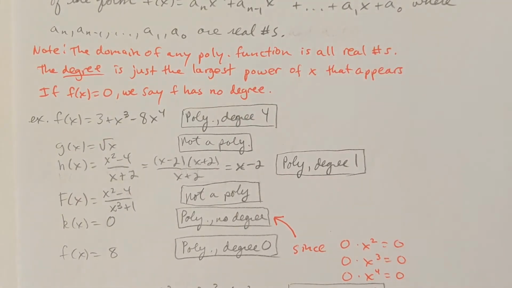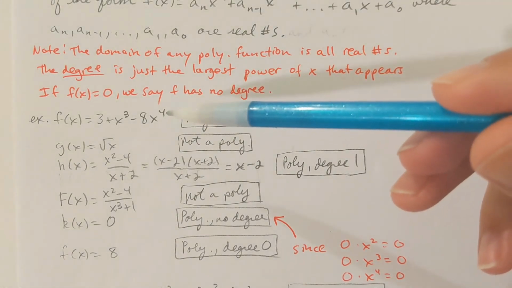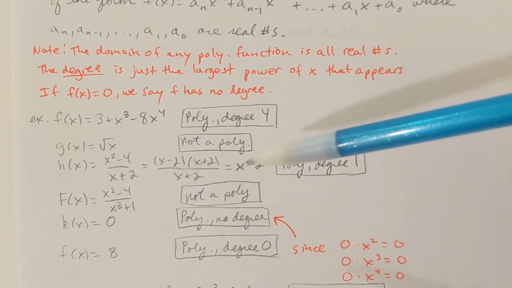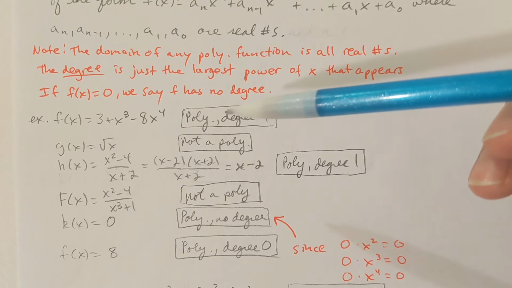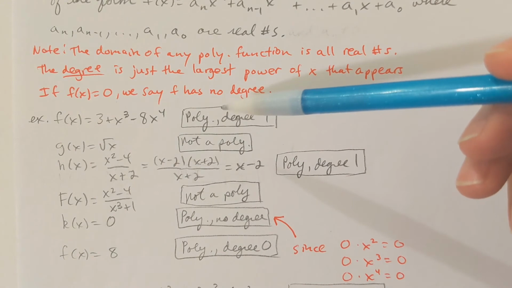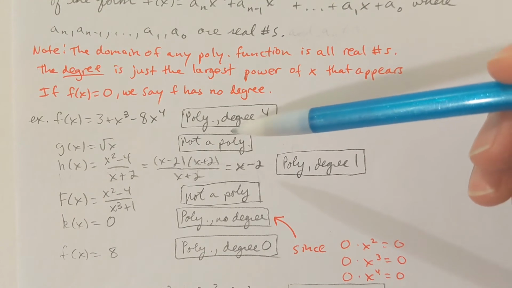Here's some examples. f of x equals 3 times x minus 3 plus x cubed minus 8x to the fourth. This would be a polynomial of degree 4. 4 is the highest power of x that I see. Also, this is a polynomial because the two conditions for being a polynomial are satisfied. Condition 1 says that every single coefficient is a real number. 3, 1, and negative 8, those are real numbers, so I'm not doing anything with imaginary numbers.